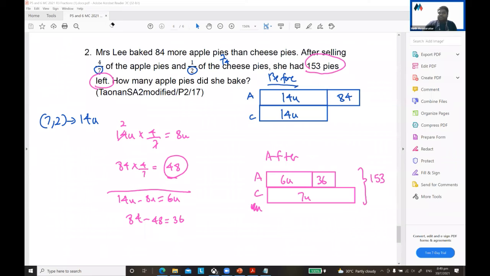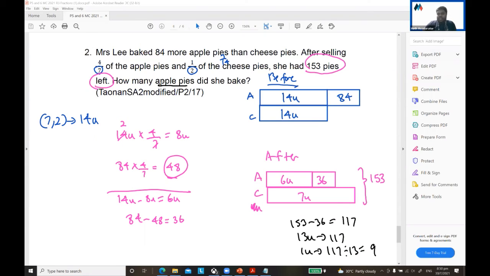Okay, so now it becomes very easy already. Just take 153, you minus 36. So this is 117. So how many units is 117? 13 units is 117. So go and find for 1 unit. So 117 divided by 13, which equals to 9.